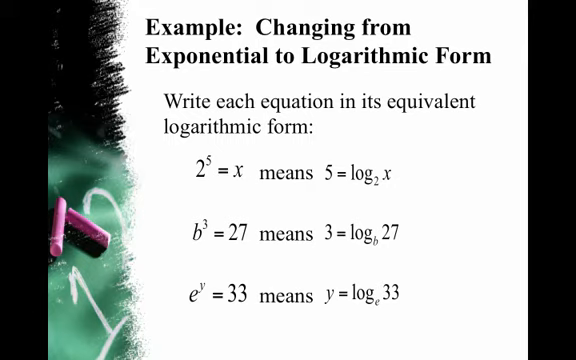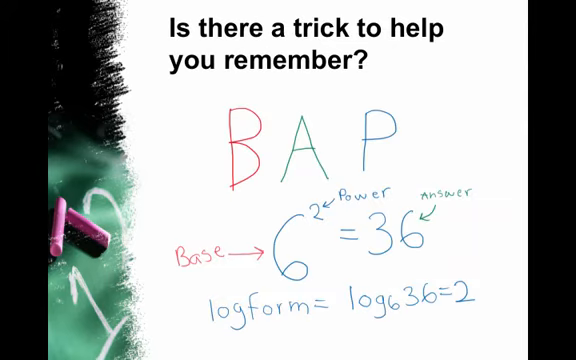It's just a pattern and picking it up. For those of you that like to have a neat little way to memorize something, here's the BAP trick that I was telling you. Given the exponential form, we can see our base, our power, and our answer. And so in log form, we get the BAP in order. Our base is 6, the answer goes inside the logarithm of 36, and then equals our power, which is 2.